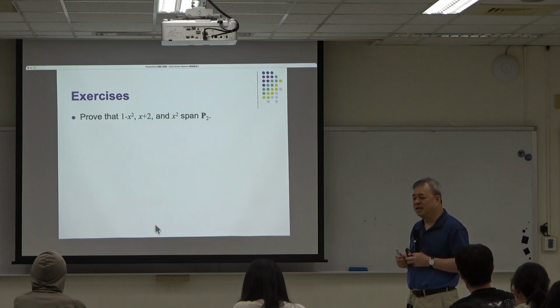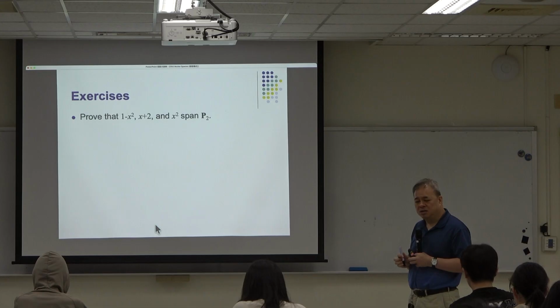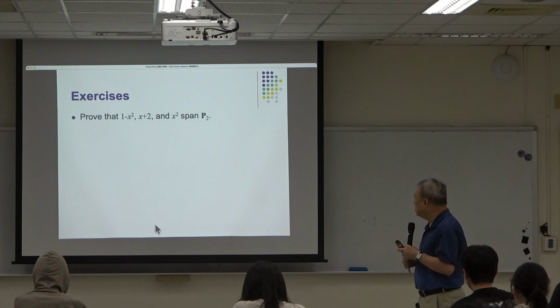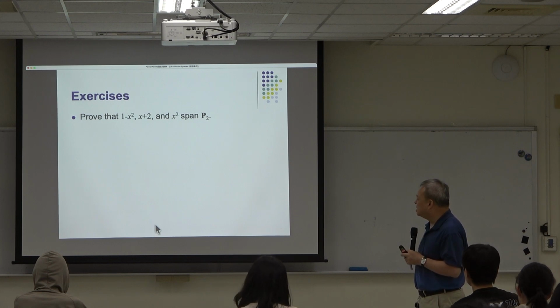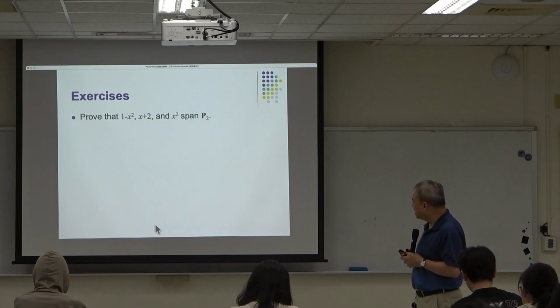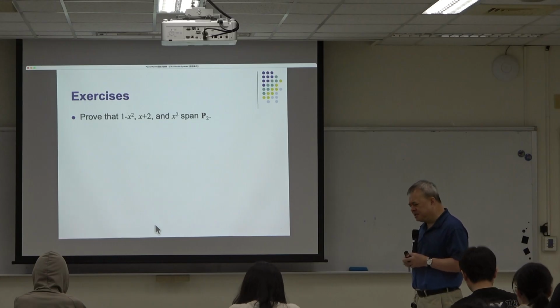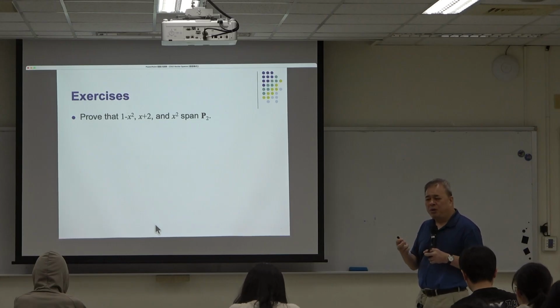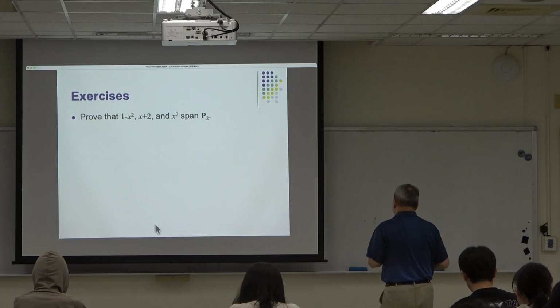That is, polynomials whose degree is at most 2; all such polynomials. Okay, this is P2. Then we want to prove that 1 minus x squared, x plus 2, and x squared span P2. First, what we are asking is something like this.